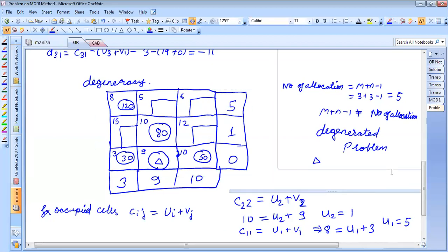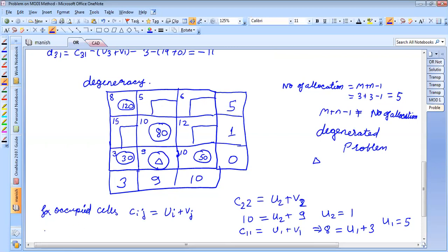Now the cell with delta also should be taken as an allocated cell, no, sir? Yes. That is how I have calculated V2. I have taken this as 0, then only I'll get V2 as 9. If I do not take this cell as an occupied cell, then how will I calculate V2? Okay, sir. Got it.